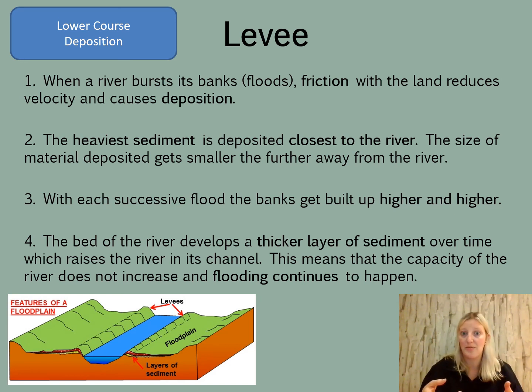The heaviest sediment is dropped first, and that's dropped closest to the river, and then the size of material deposited gets smaller the further away you move from the river. And so with each successive flood, the banks of the river, these levees, get built up higher and higher. However, the thing you need to watch out for is that the capacity of the river doesn't necessarily increase, because the bed of the river is also having sediment laid down over time, and that raises the river in the channel. And so as the flooding continues to happen, the capacity of the river channel itself doesn't necessarily increase, although these levees on each side of the river bank will be building up over time next to the floodplain.